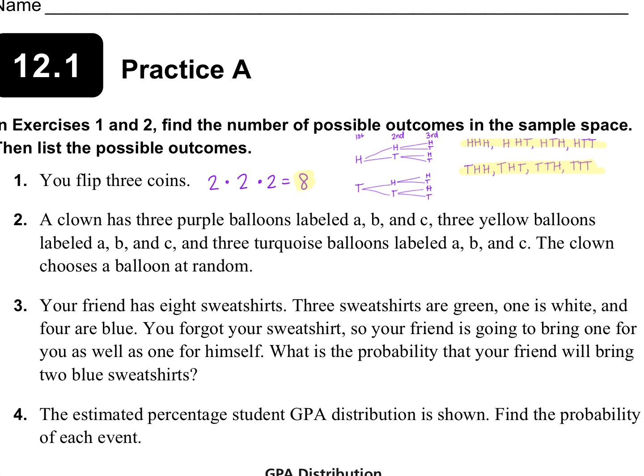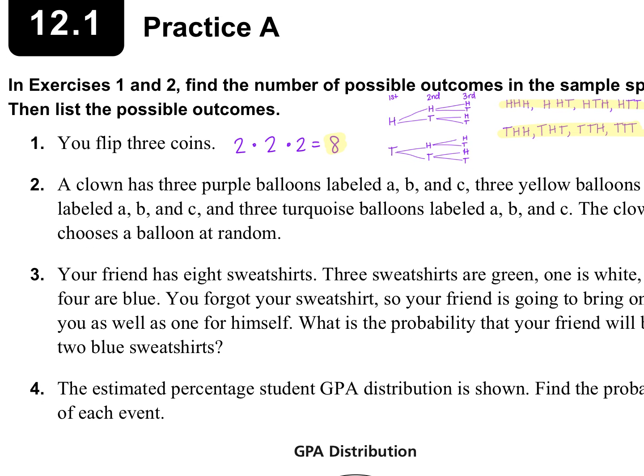Looking at the next question, it says a clown has 3 purple balloons labeled ABC, 3 yellow balloons labeled ABC, and 3 turquoise balloons labeled ABC. The clown chooses a balloon at random. They want me to find the number of possible outcomes in the sample space. So how many total balloons did he have? They told me 3, 3, and 3.